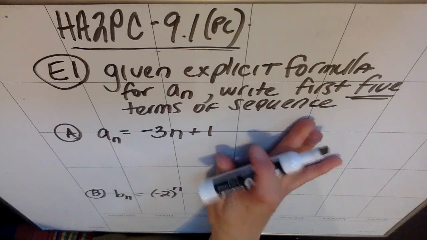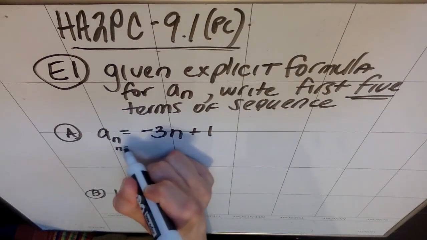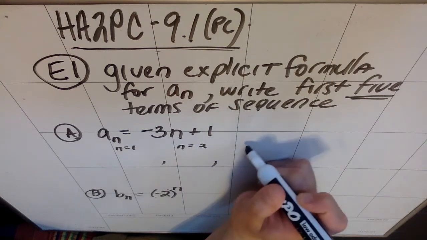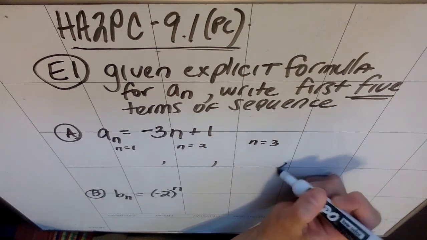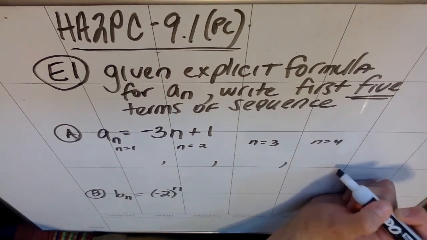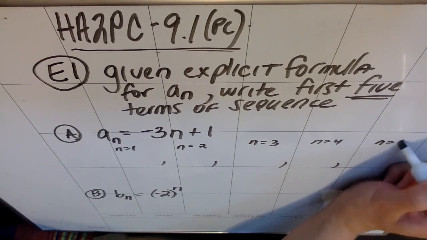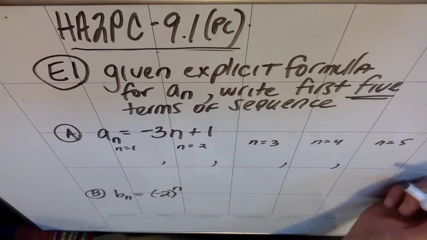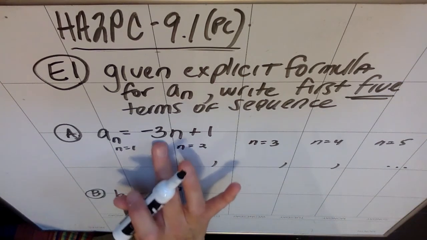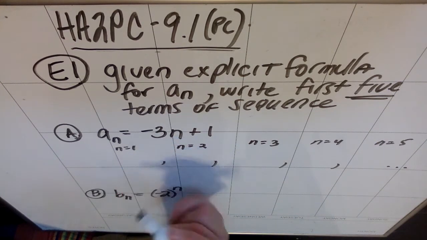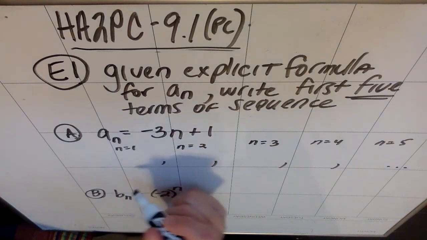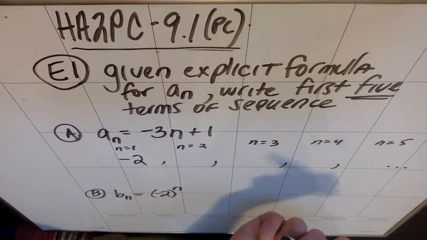Since I want the first 5 terms, what that means is I'm going to plug in n as 1, comma, whatever happens when I plug in n is 2, comma, whatever happens when n is 3, comma, whatever happens when n is 4, comma, and then my last one is whatever happens when n is 5, and then dot, dot, dot, because I'm only finding the first 5, but there are others. So if I plug n as 1 in here, I'm going to get negative 3 times 1, which is negative 3, plus 1, so I get negative 2.